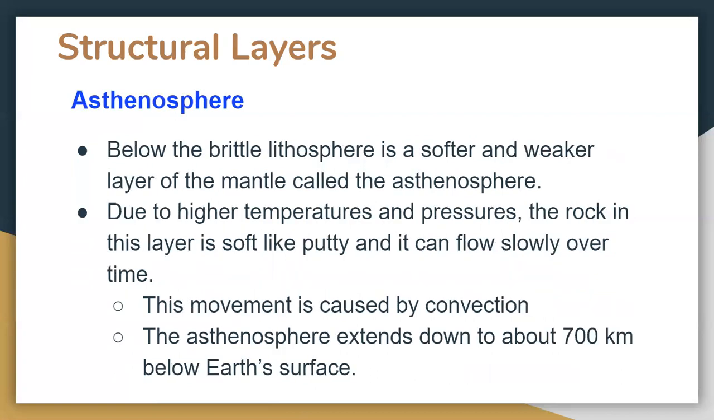Below the lithosphere is the asthenosphere. It is a softer and weaker layer of the mantle. And due to higher temperatures and pressures, the rock in this layer is soft like putty, and it can actually flow slowly over time.